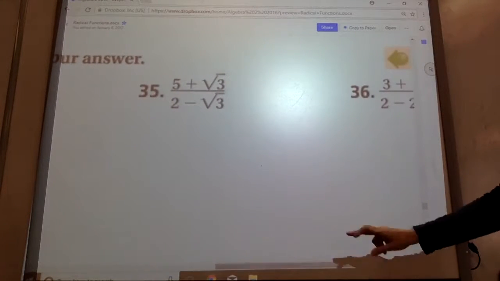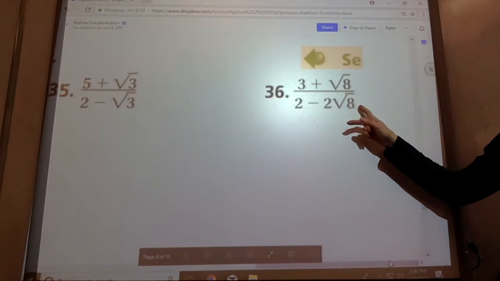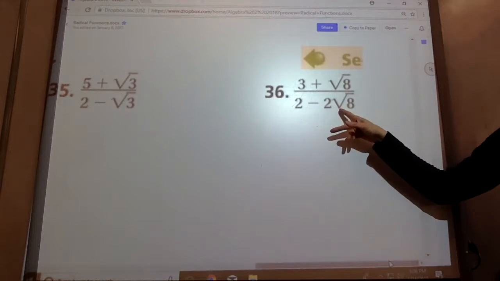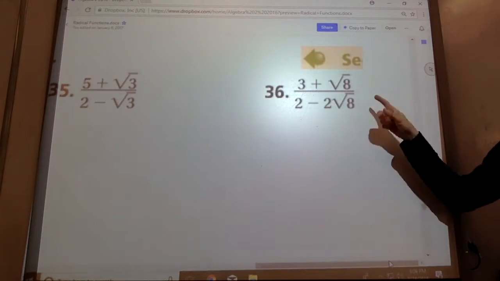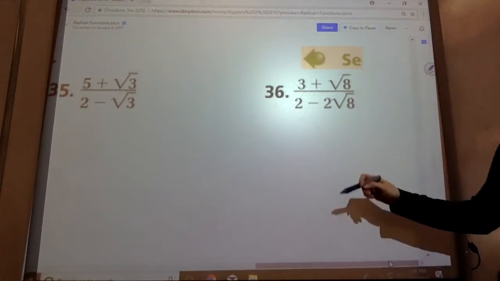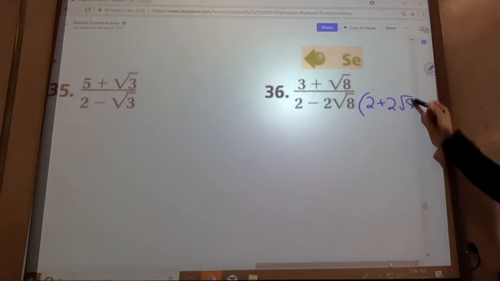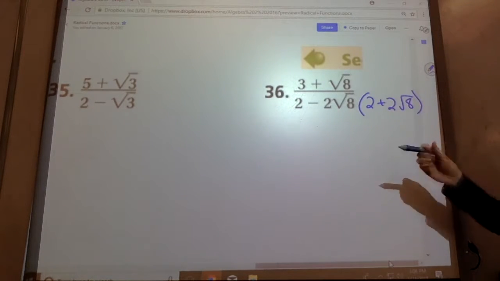We'll go back to that one. Let's go to this one. Okay, so on the bottom I have 2 minus 2 square root 8. I need to get rid of that square root of 8. So I multiply the bottom times what? 2 plus 2 square root 8. Very good, by its conjugate. Yep.